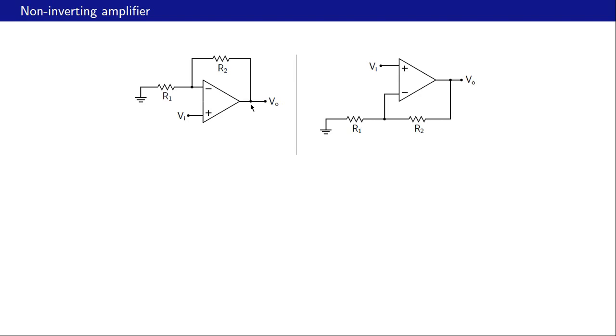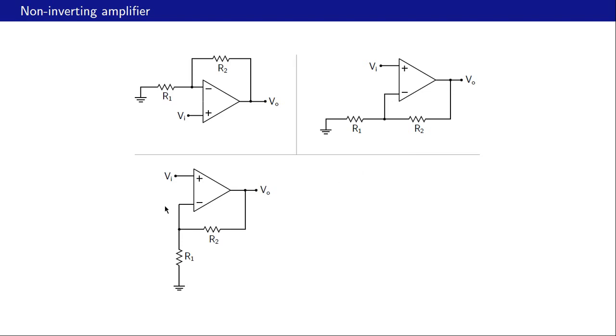Let us redraw this non-inverting amplifier circuit as shown here. It looks different, but it's the same circuit, same connections. So Vi connected to the non-inverting input once again. From the inverting input of the op-amp, we have R1 going to ground and R2 going to the output node of the op-amp.